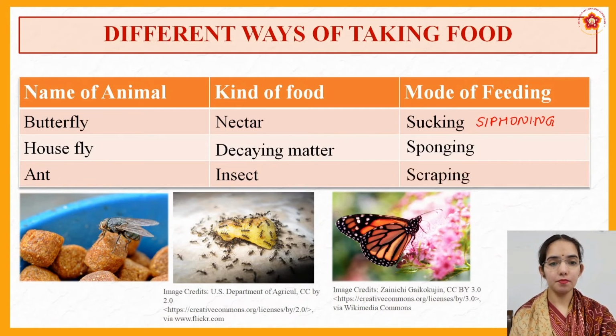Now ants, again they use scraping. They will remove the outer surface of the food item or whatever they want to consume. So it is called scraping.